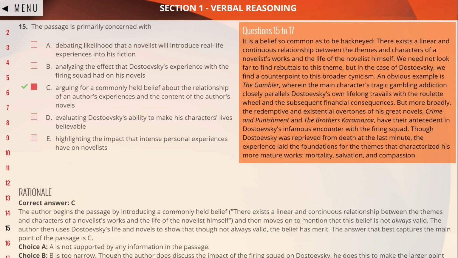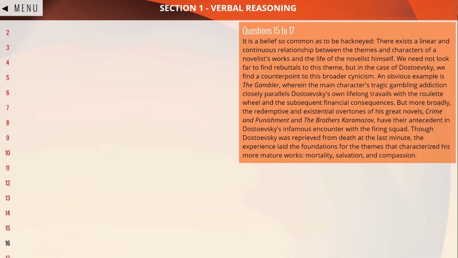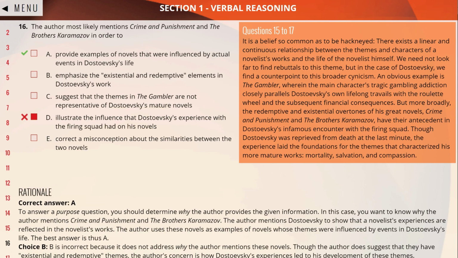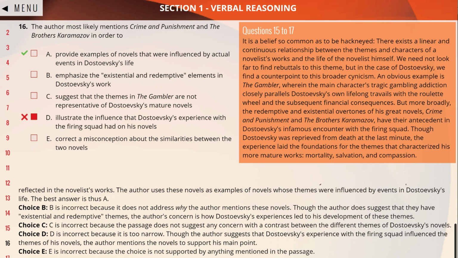Okay. This one was fine. There was one that was debating, wasn't I? Ooh, here we go. A. What's wrong with D? D is incorrect because it's too narrow. The author suggests too narrow. The author suggests that Dostoevsky's experience with finance will influence the themes of his novels. The author mentions the novels to support his main point.